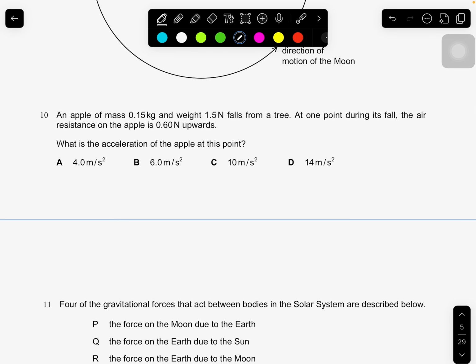An apple of mass 0.15 kilograms and weight 1.5 newtons falls from a tree. At one point during its fall, air resistance on the apple is 0.6 newtons upwards. What's the acceleration of the apple at that point? The apple has a weight of 1.5 newtons, and air resistance is 0.6 newtons.